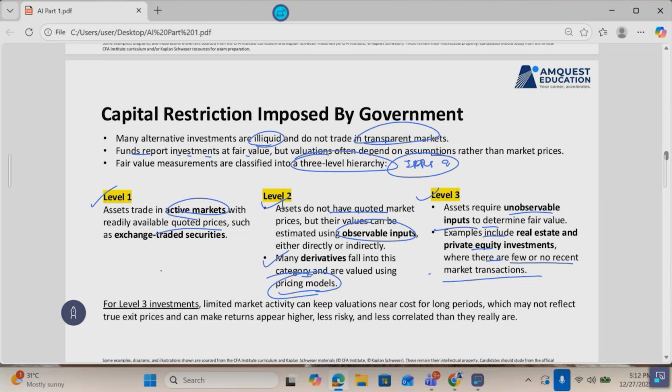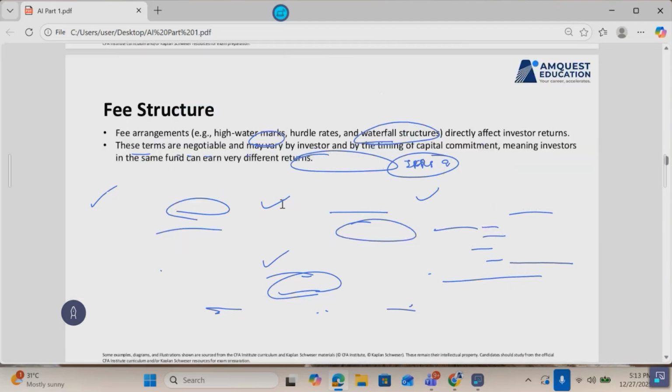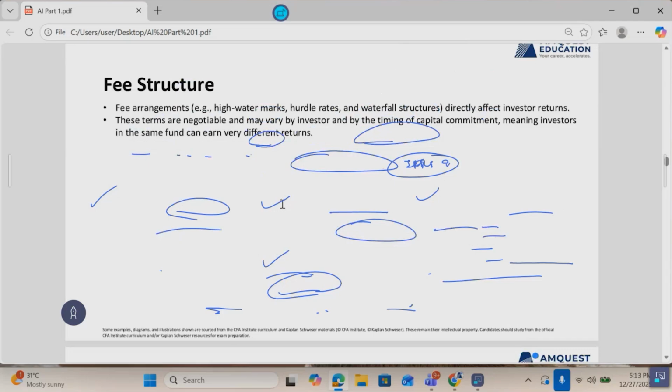Clear? So level 3, remember, because it's illiquid, it can give a valuation at your cost for a long period, but therefore it may not give the true potential. Okay, so level 3 is the most dangerous and also the most difficult one to value, and therefore it requires the most amount of judgment.